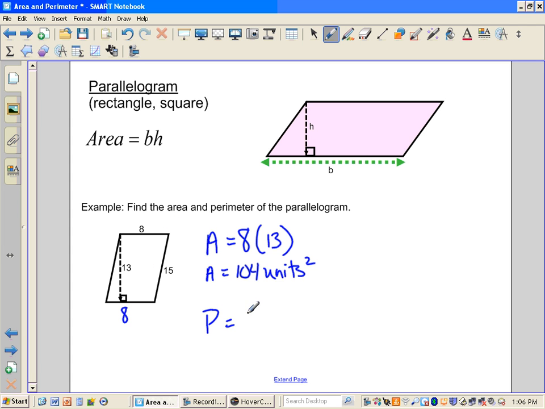The perimeter in this case should be pretty simple. We have 2 8s and 2 15s. So that's going to be 16 and 30, or 46 units. Again, area, square units, perimeter, just one dimension, units.